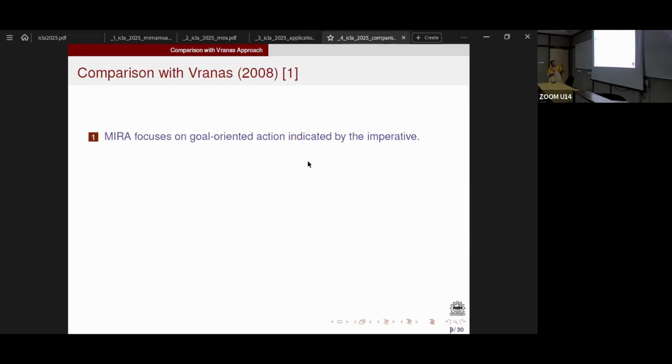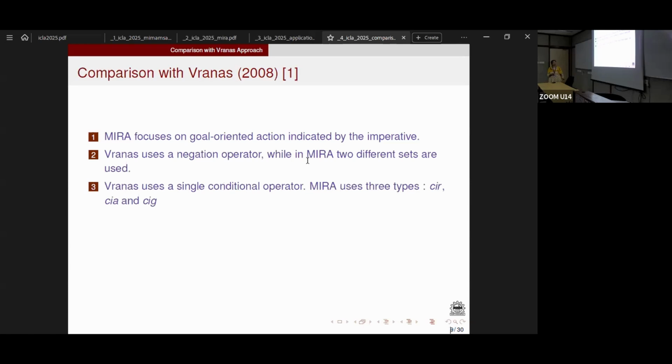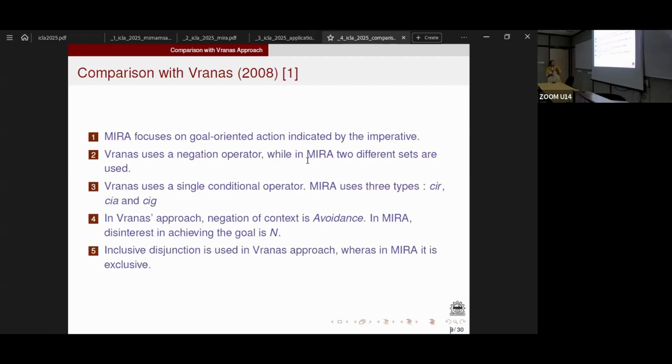Then basically we had one approach from Brana's. So I just wanted to compare how our work is different from Brana's. Brana's uses a single conditional operator. Here we are using three types, and Brana's does not focus on goal-orientation, whereas we do. And there the negation of the context is avoidance. Here we are focusing on the intention to reach the goal. That is our prime aspect of it. And inclusive disjunction is used in Brana's, whereas ours is going to be exclusive.